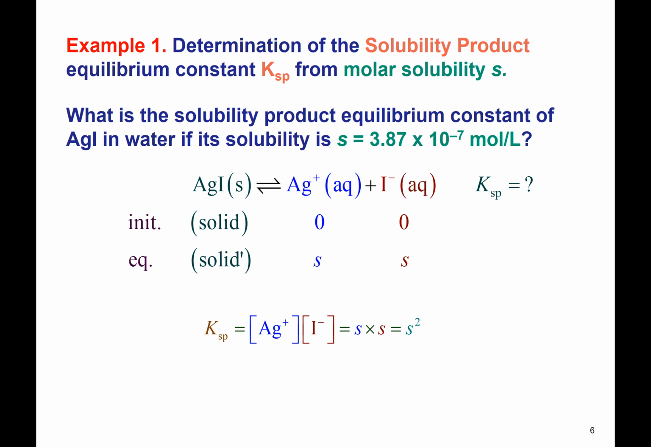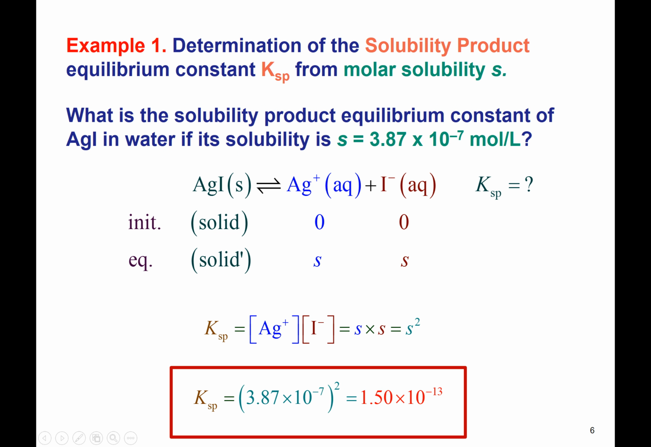But notice that in this case the problem is the reverse of what we saw before. In this case the data is the solubility S, and we want to know what's the solubility product. So the solubility from the data is about 4 times 10 to the minus 7 moles per liter, and that squared gives about 10 to the minus 13. And 10 to the minus 13 is the solubility product of silver iodide. It's not written, but it's done at 25 degrees centigrade. So the solubility product of silver iodide in water at 25 degrees centigrade turns out to be 1.5 times 10 to the minus 13.